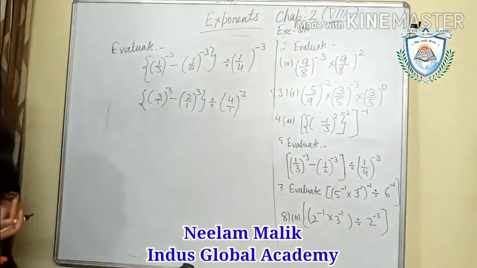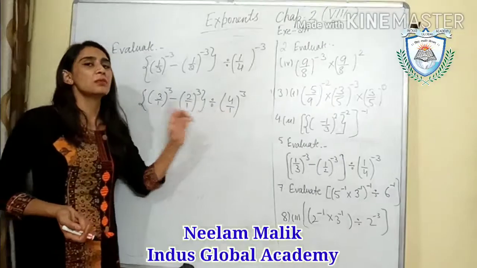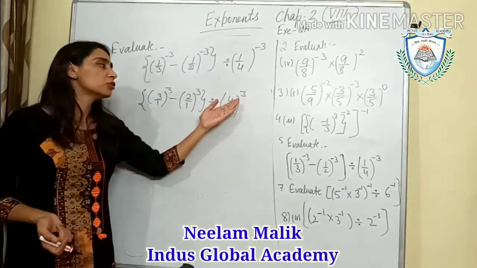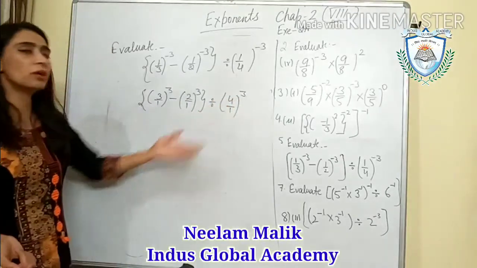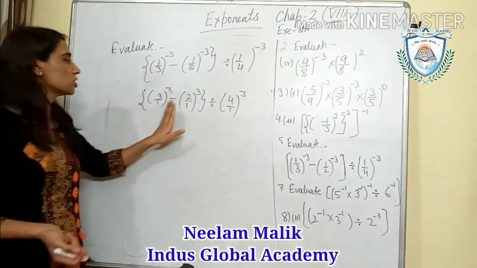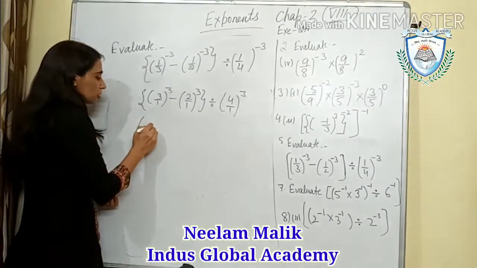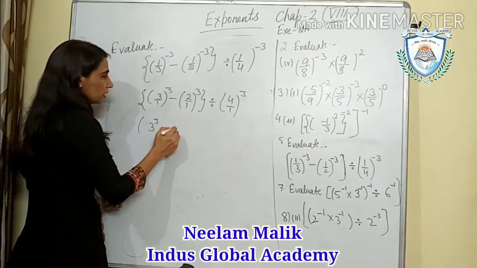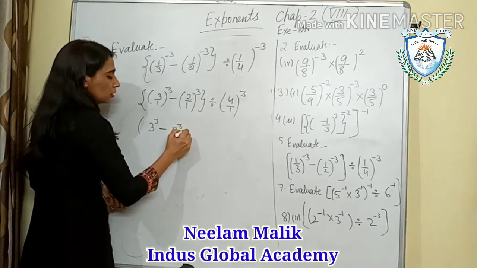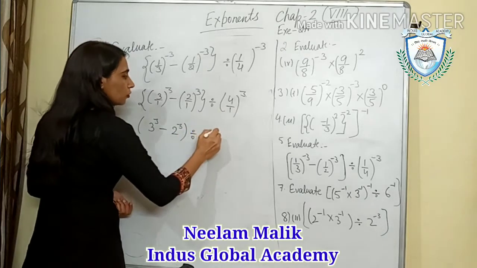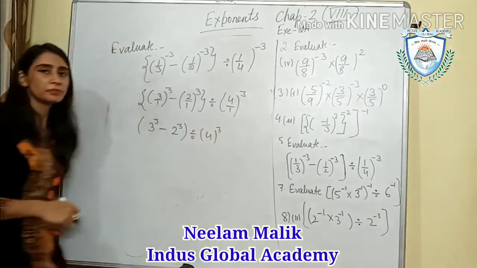Now 4 upon 1 means 4. When we divide any number by 1, we get that number as the quotient. So 4 upon 1 means 4, 3 upon 1 means 3, 2 upon 1 means 2. So here we get 3 raised to power 3 minus 2 raised to power 3, bracket close, division, 4 raised to power 3.